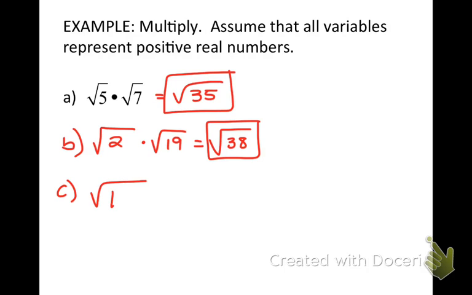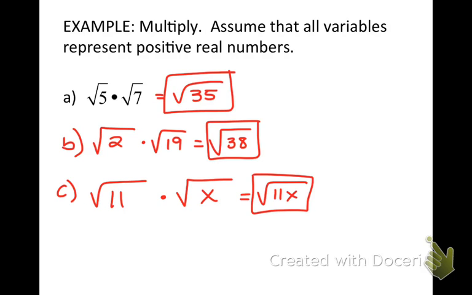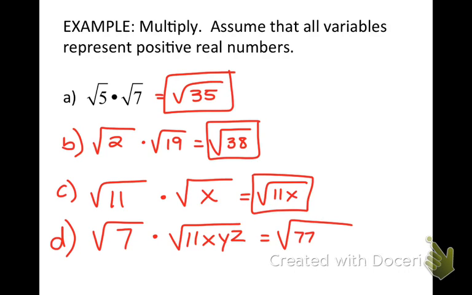Part C. The square root of 11 times the square root of x. The square root of 11x. And for D, the square root of 7 times the square root of 11xyz. Good. Square root of 77xyz.